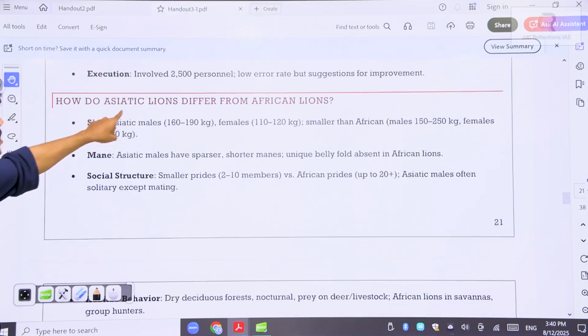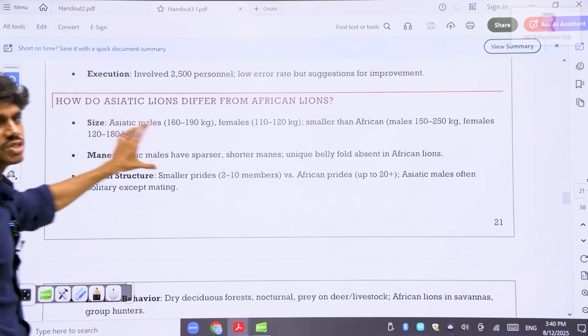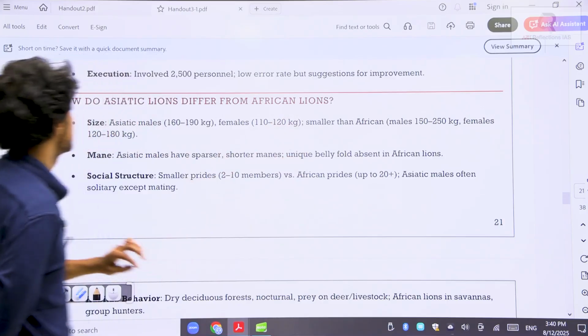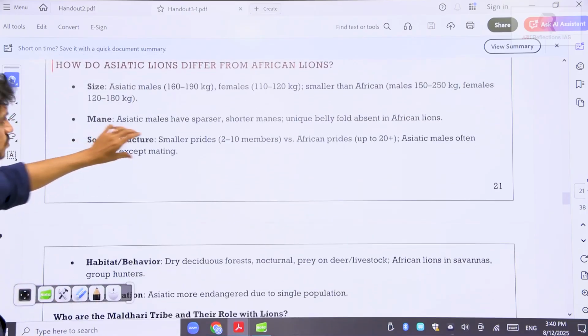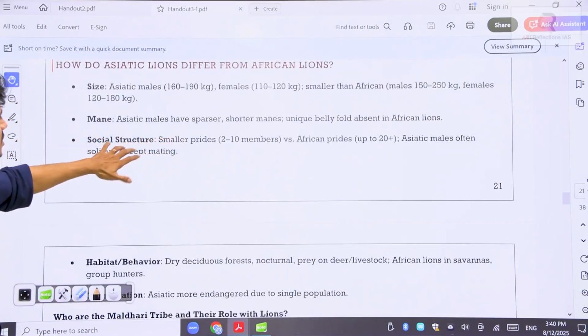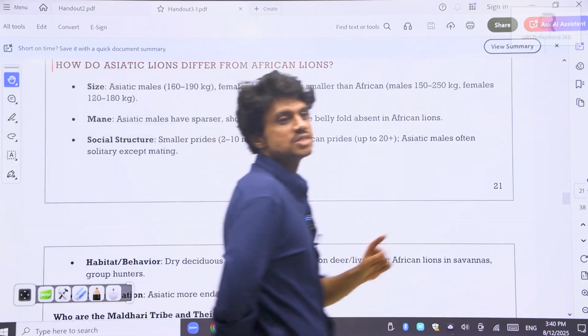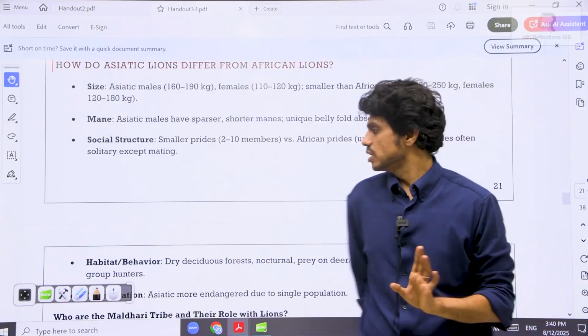Now see here, how do Asiatic lions differ from African lions? These kinds of questions they will ask. Generally, Asiatic lions are smaller in size than African lions. Okay, you can just have this basic idea. They have smaller prides, consider those patches and all. Okay, they are smaller in size compared to the African ones.